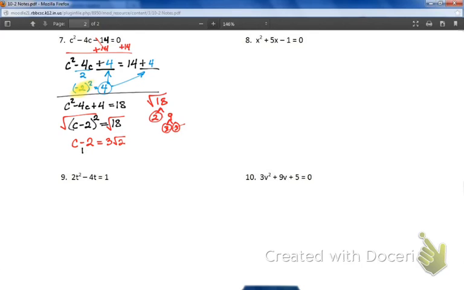Oh, I'm sorry. Let's go back. The answer is not 3 root 2. Don't forget it is plus or minus 3 root 2. That's critically important. Don't forget that this equals plus or minus 3 root 2, because it would have been plus or minus root 18. So now I go back and I add 2 to both sides, and for my final answer here, we'll just write this up here, c equals 2 plus or minus 3 root 2.